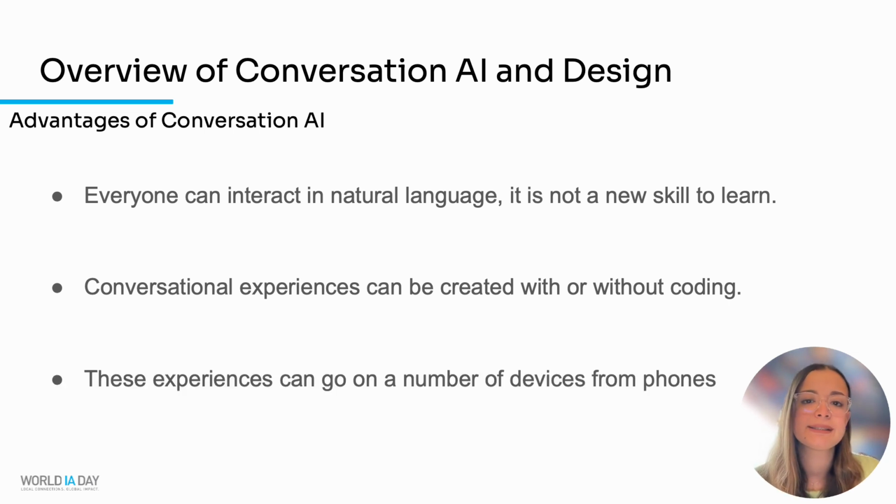And then the third point is that these experiences can go on so many different devices. As I showed you earlier, this could be on a robot, it could be on a mobile phone, in an app, on a website, in a video game. So it can really fit in everywhere. And that makes it very, very powerful because it has so many different applications. So these are just some of the very high-level advantages of conversational AI and why it's so popular, and it has the potential to make a lot of changes across a number of industries.